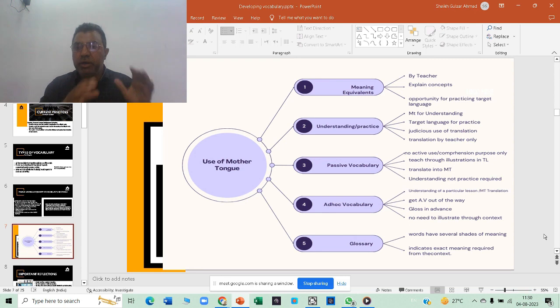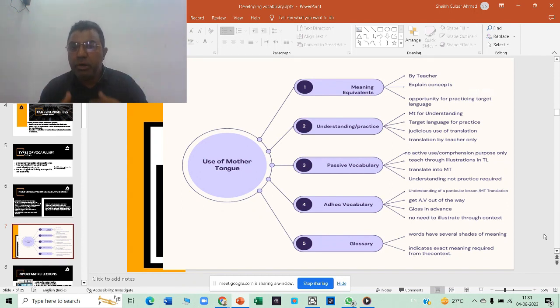So it is better to teach through illustrations in the target language. If you are teaching passive vocabulary for reading comprehension, give synonyms, give illustrations from the target language. Again, when it is very difficult and the learners are not able to understand, move to mother tongue. And remember again, if you are making them understand the words, you can translate in mother tongue.